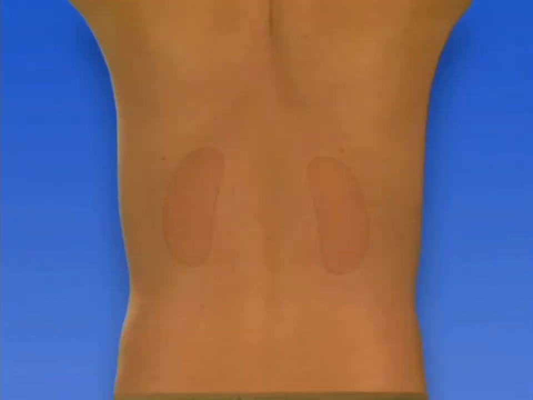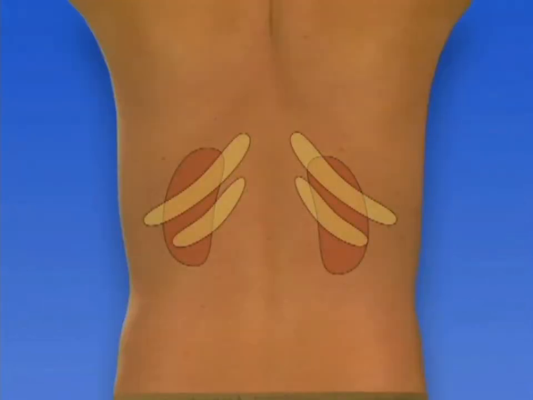Now we'll look at the structures of the urinary system: the kidneys, the ureters, the bladder, and the urethra. We'll start by looking at the kidneys and also, since they're nearby, at the suprarenal glands. The kidneys are located high in the posterior abdominal wall, behind the peritoneum. They lie in front of the 11th and 12th ribs. The right kidney is slightly lower than the left one.